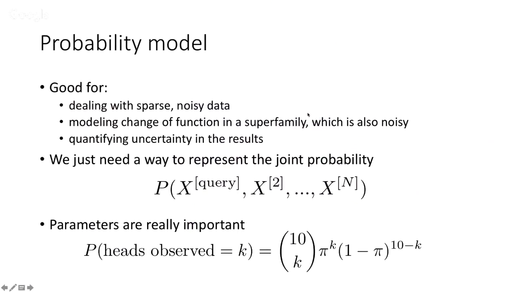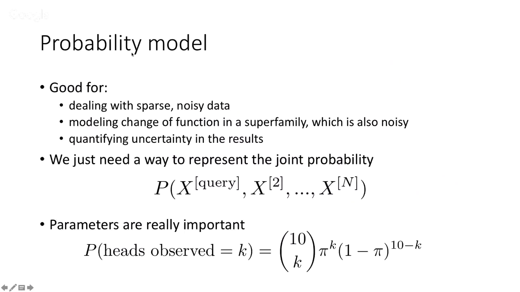A probability model, like any model, is a simplified description of how something works. So if it's a good model, hopefully it can be used to make predictions. A probability model is one that can also model error and handle noise in the data. This is particularly good for predicting protein function because it's good for dealing with sparse, noisy data, because modeling change of function in a superfamily is noisy. And we are interested in quantifying the uncertainty in the results, so giving confidence for our predictions.